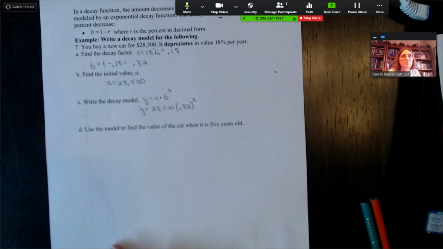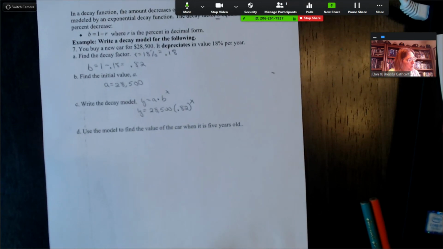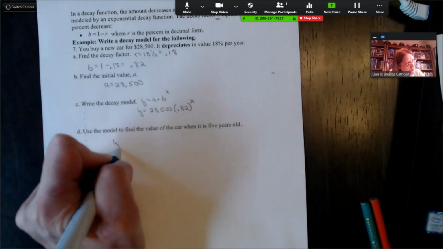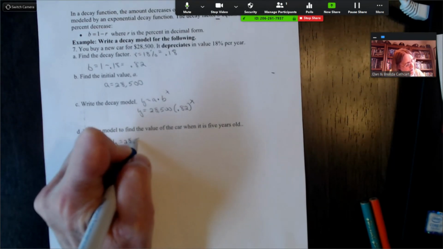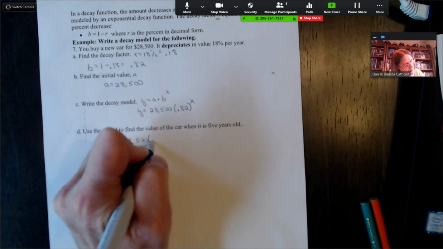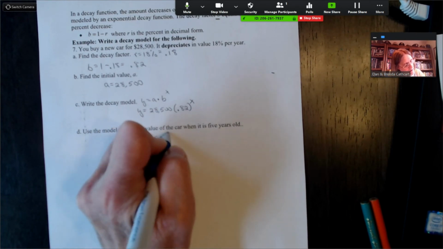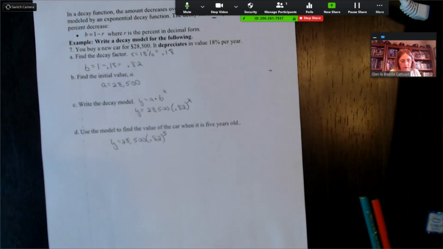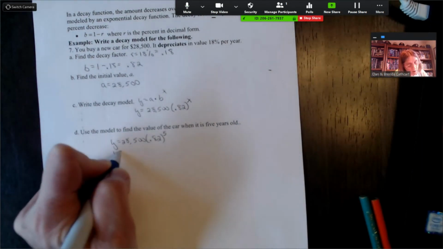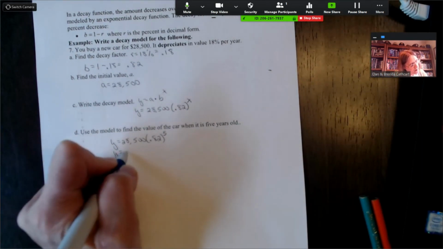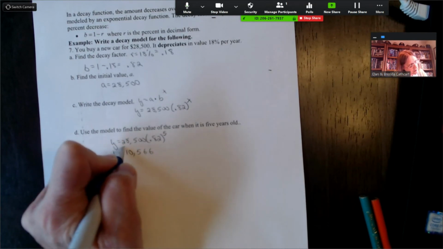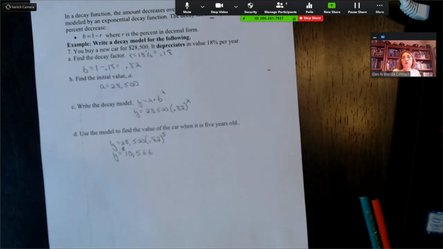Now we want to use the model to find the value of the car when it's 5 years old. So we're just going to put 5 in for x. So y is equal to 28,500 times 0.82 raised to the power of 5. And when we do that, we get our value after 5 years is $10,566. And those are exponential decay functions.